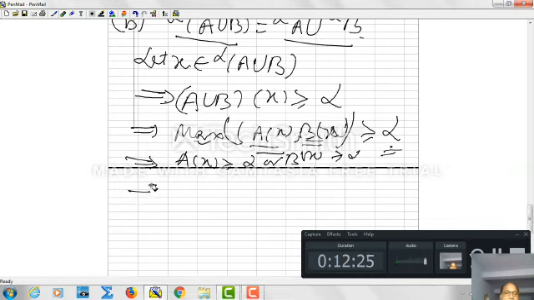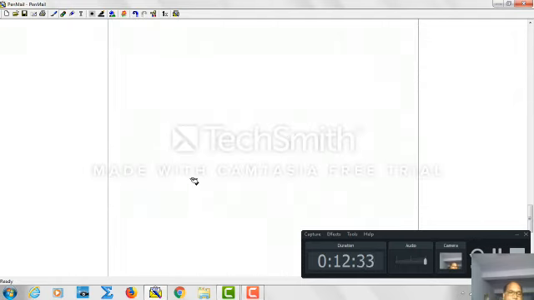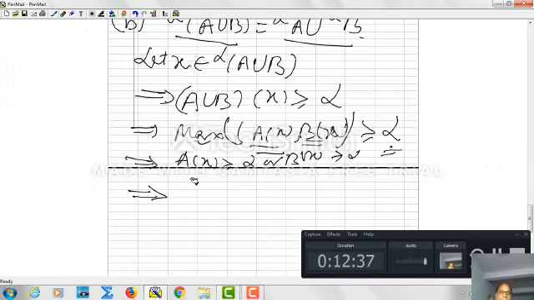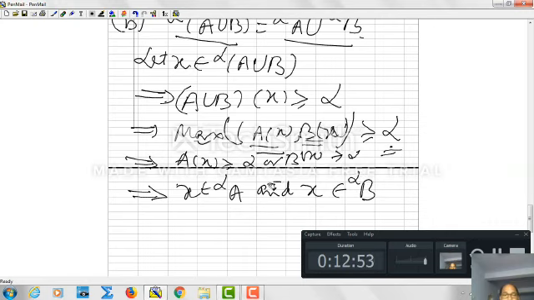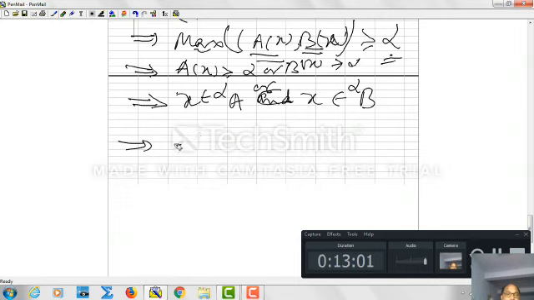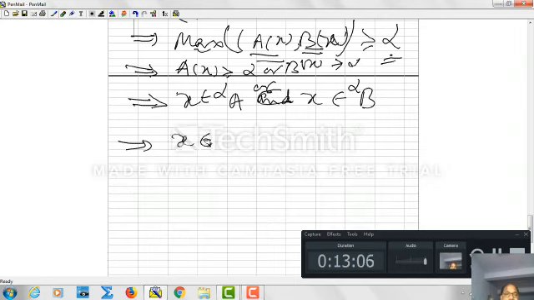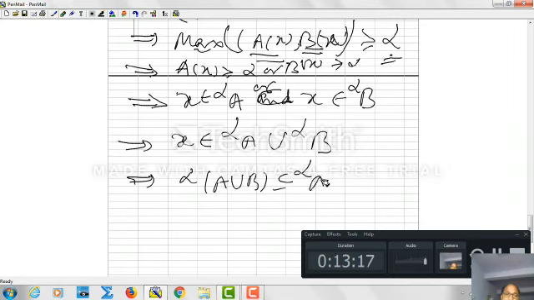So this implies x belongs to alpha cut of A or x belongs to alpha cut of B. So this implies x belongs to alpha cut of A union alpha cut of B. Therefore, alpha cut of A union B is a subset of alpha cut of A union alpha cut of B. Now this is the first equation. Now we want to show that this is a subset of this one.